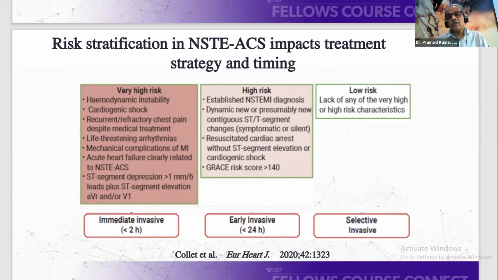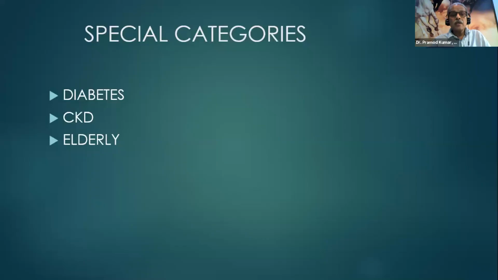Low risk, as I told you, might require a coronary CT angiogram if there are a lot of risk factors. Otherwise, they can go for further testing, whether ischemia is there or not, and then they can undergo investigation accordingly. So there are some special categories.